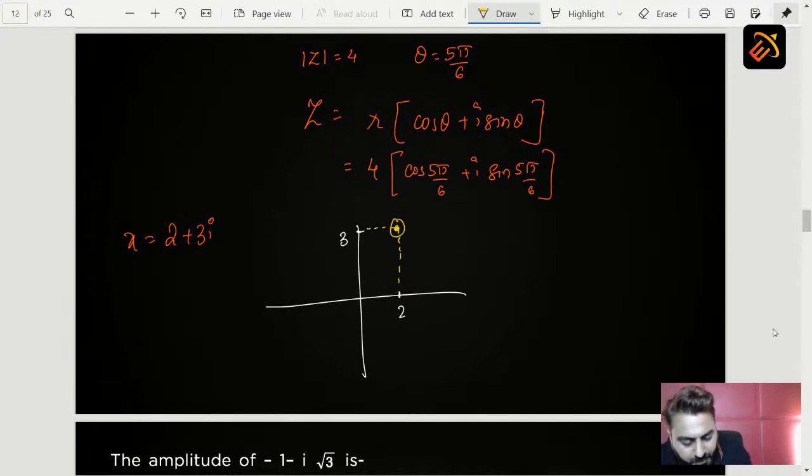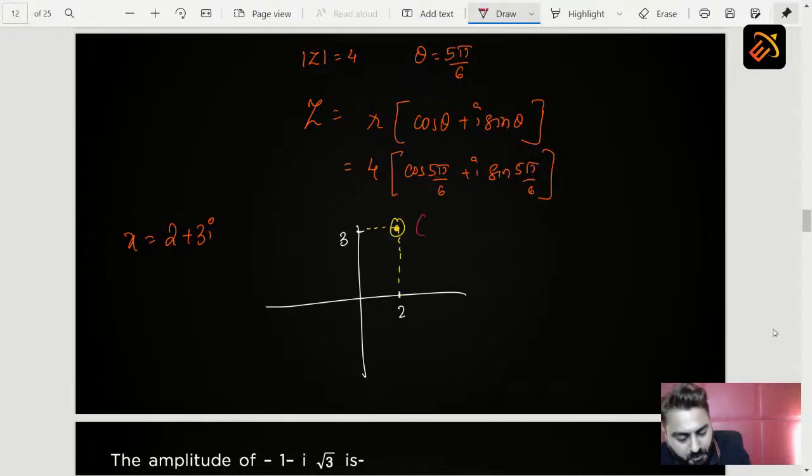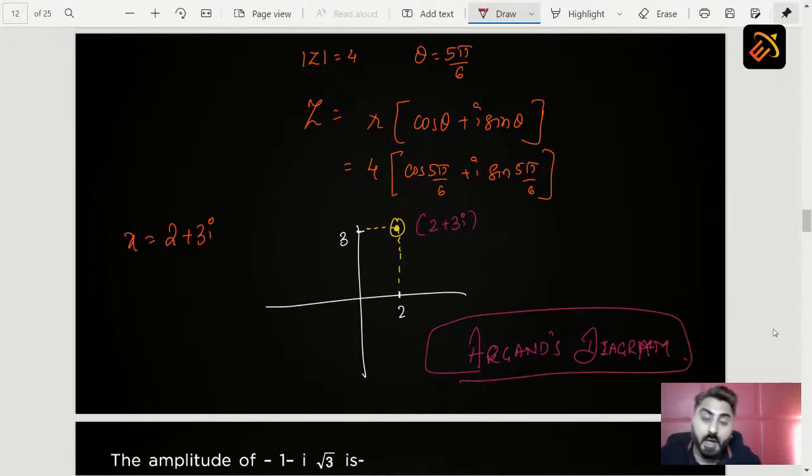And this point is nothing but your 2 + 3i. And this is how you draw on a graph. And this is called Argand's diagram. What do you call it? It is called Argand's diagram. So students, this was about the Argand's diagram.